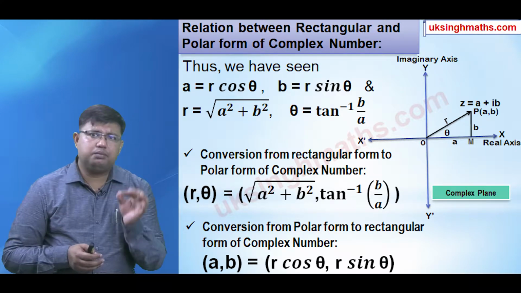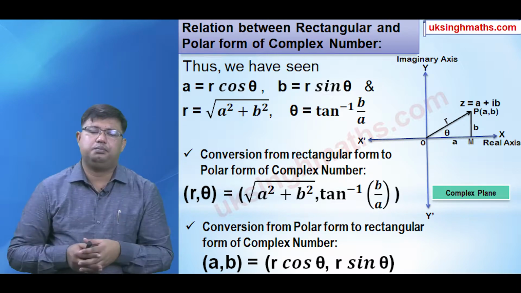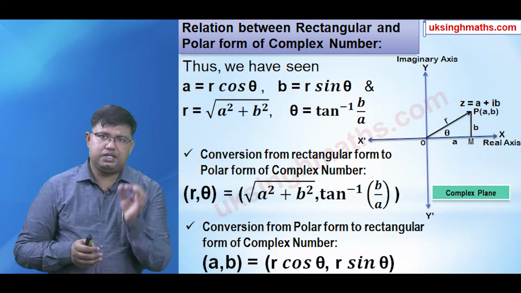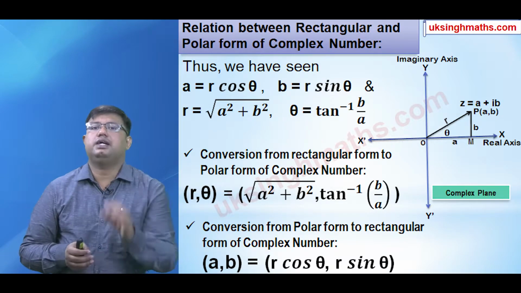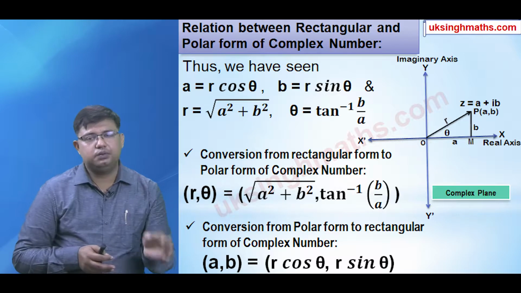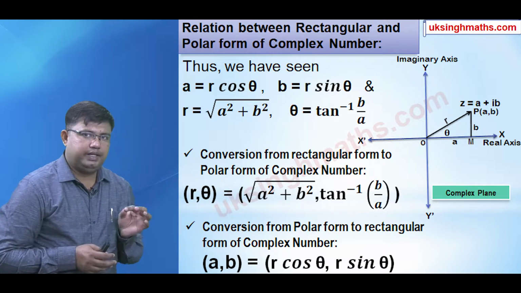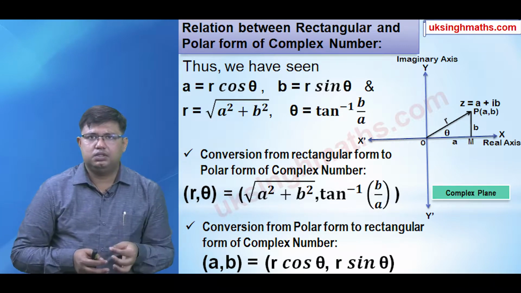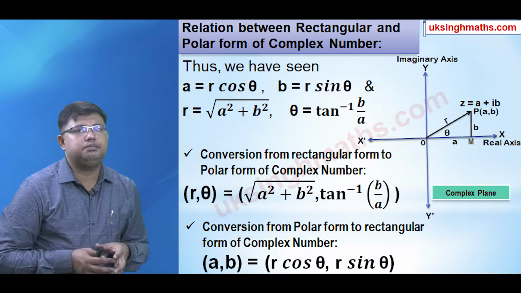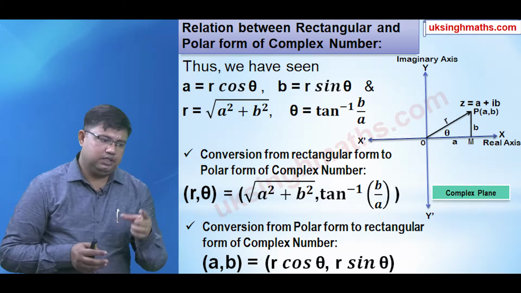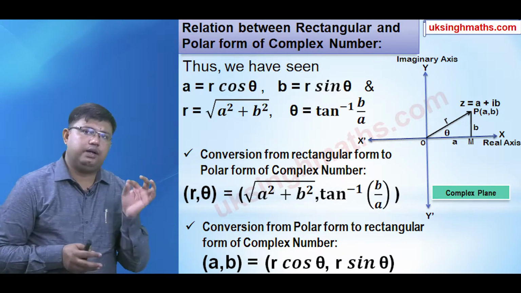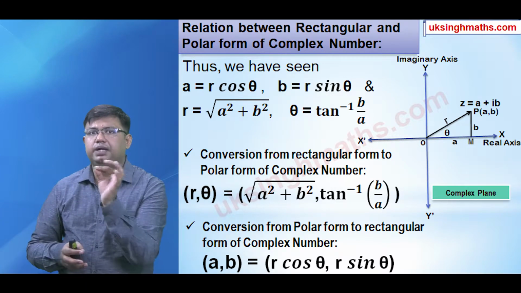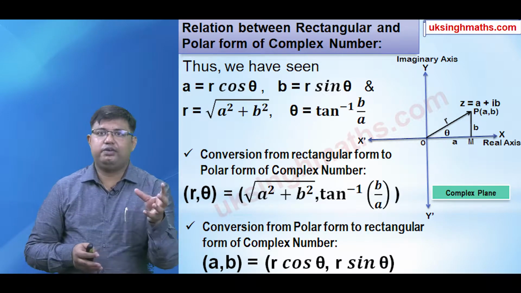Now let us see how to convert a complex number from rectangular form to polar form. We have just seen that in polar form, a complex number is represented with the help of two main ingredients, r and theta, and we have already seen the relations r equal to square root of a square plus b square, and theta equal to tan inverse b by a. So with the help of the relation (r, theta) equal to (square root of a square plus b square, tan inverse b by a), you can easily convert a complex number in rectangular form to polar form. Only you have to use r equal to square root of a square plus b square and theta equal to tan inverse b by a, and a and b are already given in the rectangular coordinate system.